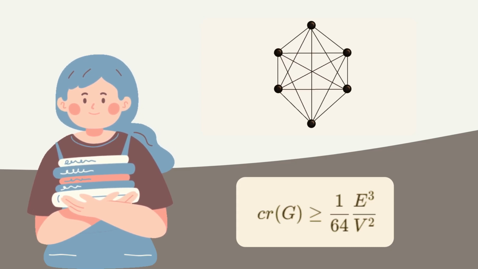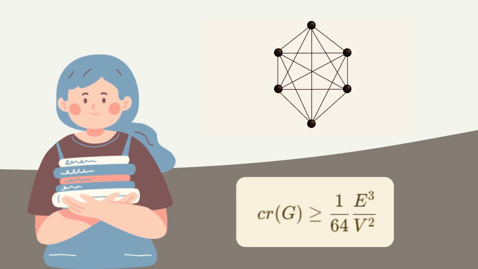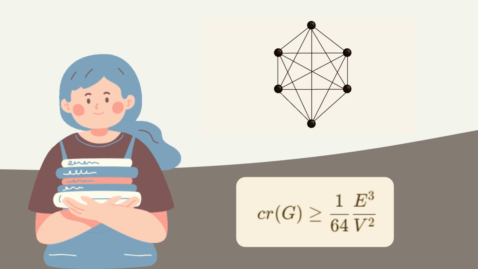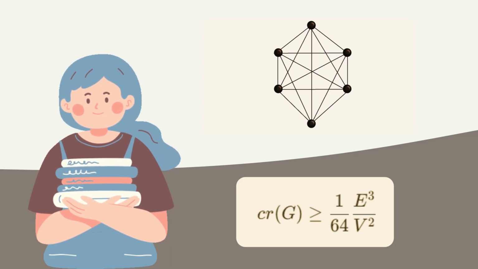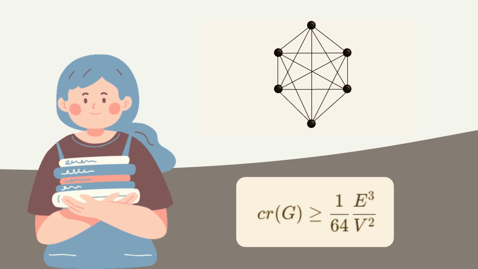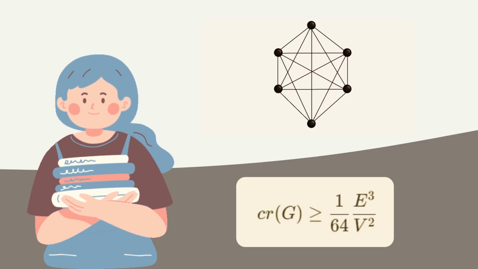Calculating the crossing number is generally a very difficult problem in computer science. However, there are several inequalities that help provide estimates, one of which is the crossing lemma. If a graph has a number of edges E that is much larger than the number of vertices V, specifically if E is greater than 4V, then cr(G) is at least E cubed over 64 V squared.